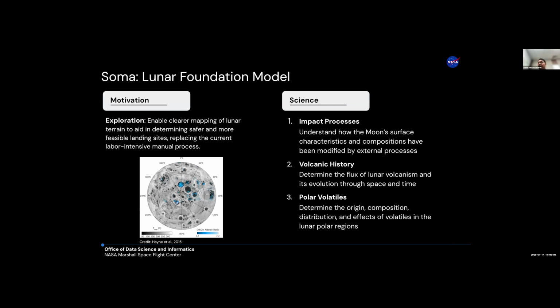The last model is a model that we hope to release in April. This is SOMA. This is for the planetary science division in NASA. And the three use cases, this is obviously driven by science, but it has exploration implications from a landing site perspective on the moon. But the science use cases are we are looking at impact processes, like how were the craters formed on the moon, volcanic history, and then composition of different volatiles, especially in the polar regions, looking for water, where the water may be.